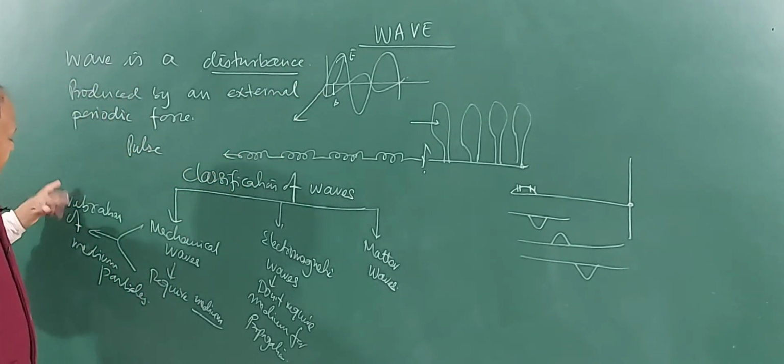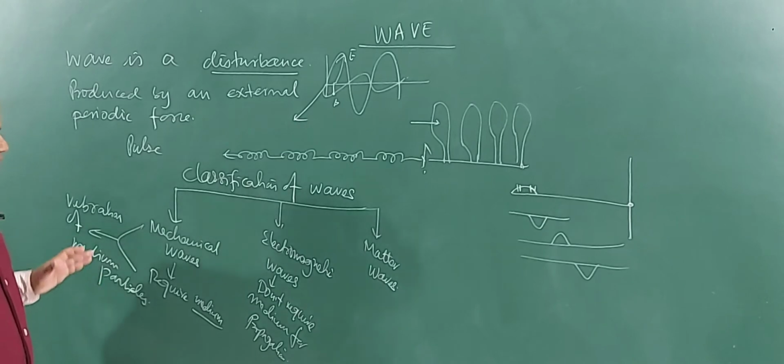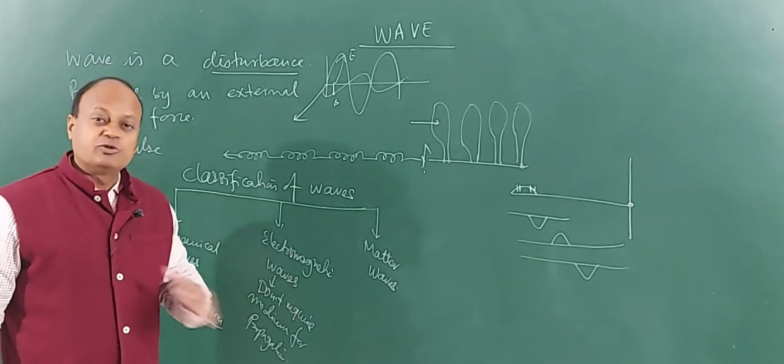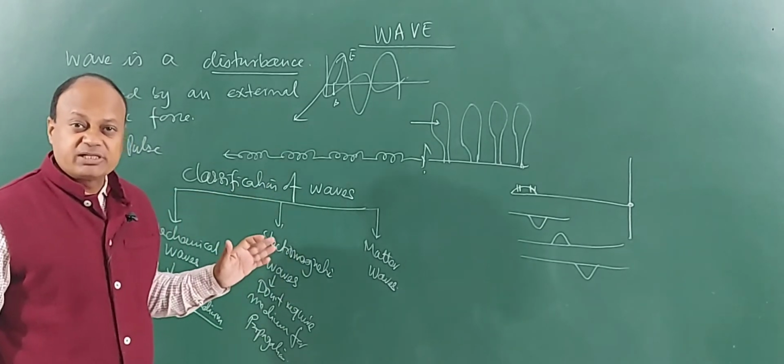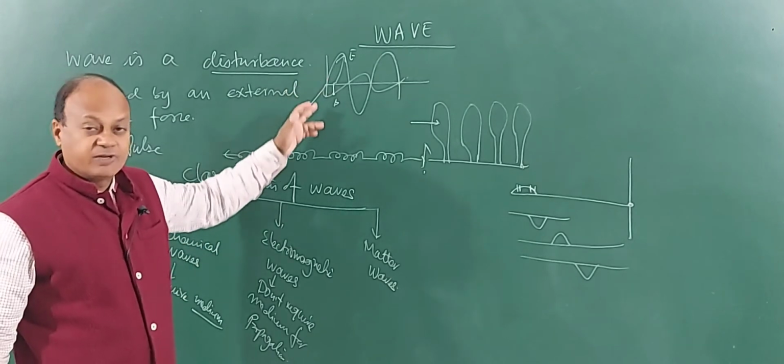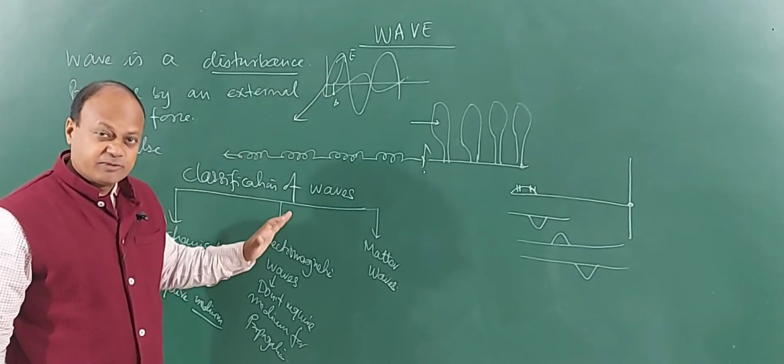So, mechanical waves are produced by vibration of medium particles. Electromagnetic waves, they do not require medium for their propagation, and they are produced by oscillating electric and magnetic fields, right? This much you know for the time being.